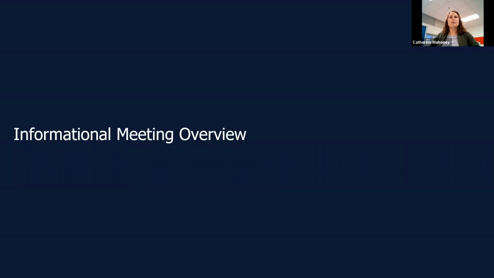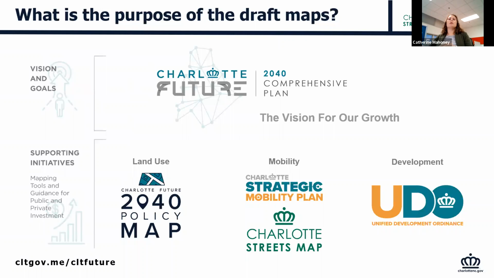All right, so let's go ahead and jump into a little overview of these two mapping initiatives. The purpose of the Charlotte Future 2040 policy map and the Charlotte Streets map is to essentially help implement the vision of the Charlotte Future 2040 comprehensive plan. I'm not sure how familiar you all are with this plan, but it's the guiding document for our city's growth and development over the next 20 years. And it was recently adopted by City Council in June of this year.